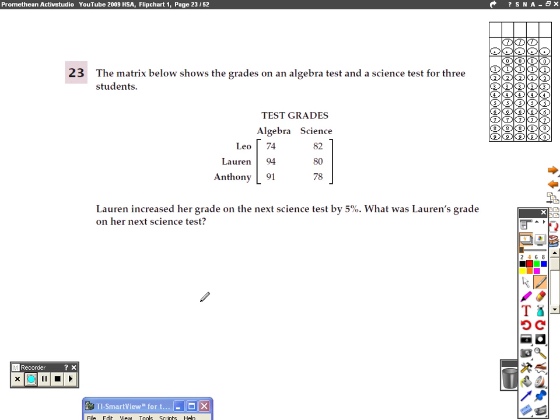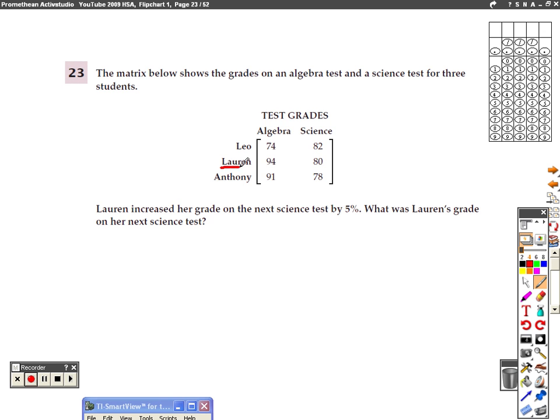Problem 23. The matrix below shows the grades on an algebra test and a science test for 3 students. The 3 students are Leo, Lauren, and Anthony. Lauren increased her grade on the science test by 5%. What was Lauren's grade on her next science test?